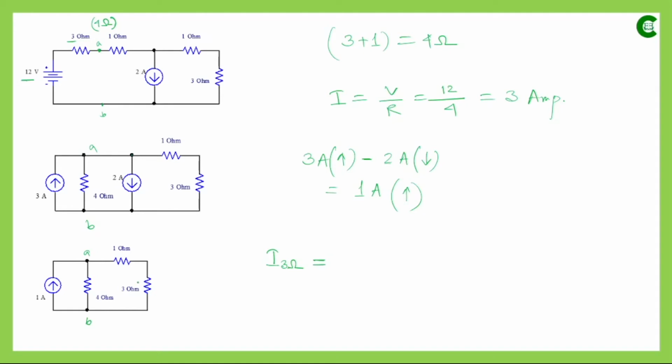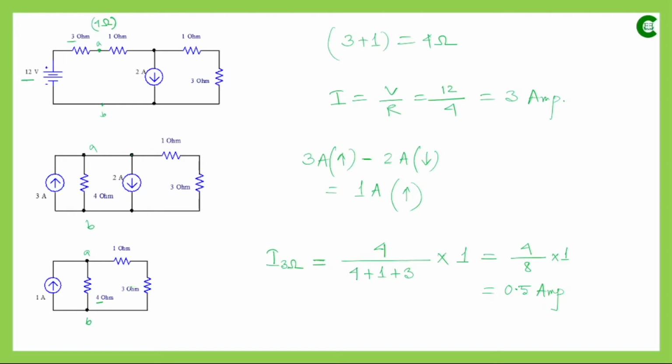As per the current division rule, the current through this 3 ohm resistor will be the opposite resistance, which is 4 ohm, divided by the sum of the resistances 4 plus 1 plus 3, multiplied by the main current, which is 1 ampere. So it will be 4 divided by... Also, since here the resistance value is 4 ohm, and the net resistance of these two resistances connected in series is also 4 ohm.